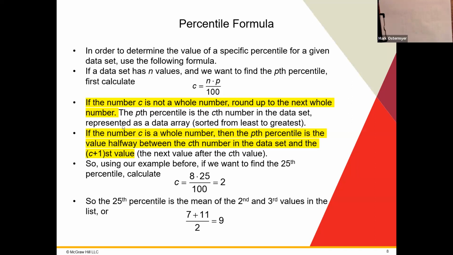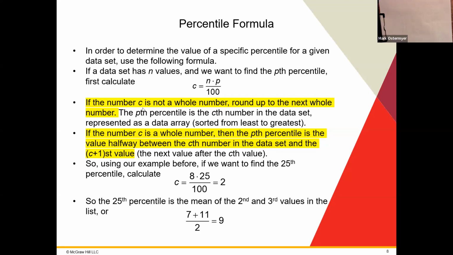Now, there are some strict rules here that we're going to adhere to. If the number C, after doing this computation, is not a whole number, then we always round up to the next whole number. The pth percentile then would be the cth number in the data set, represented as the data array sorted from least to greatest. And again, your data has to be sorted. If the number C after computation using this formula is a whole number, then the pth percentile is going to be the value halfway in between the cth number in the data set and the C plus 1th number in the data set.